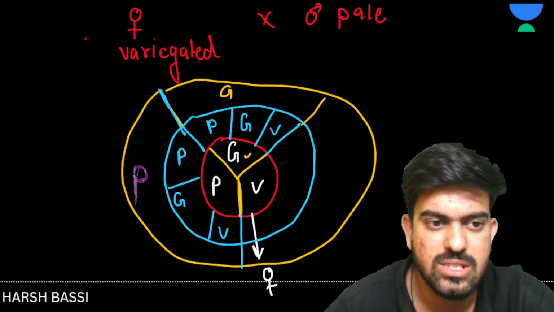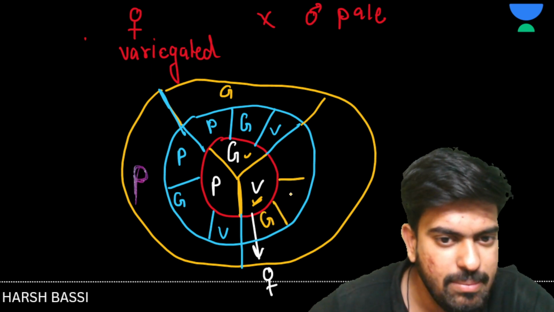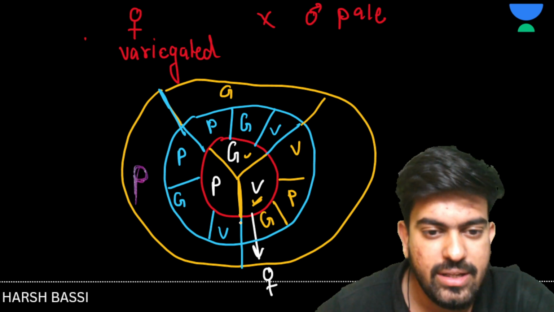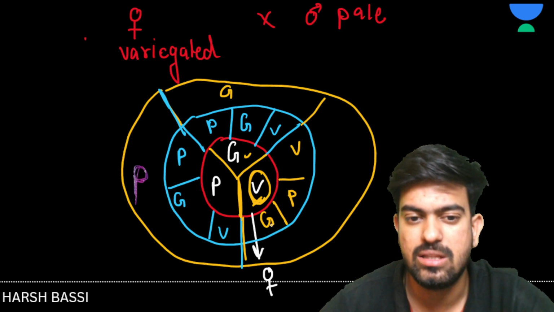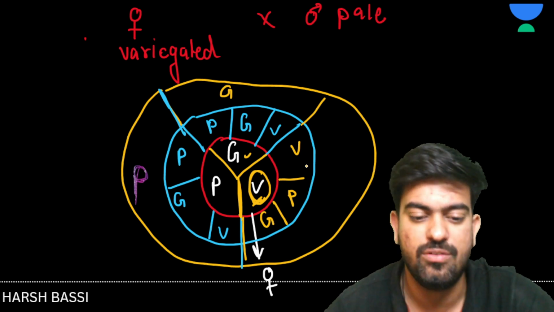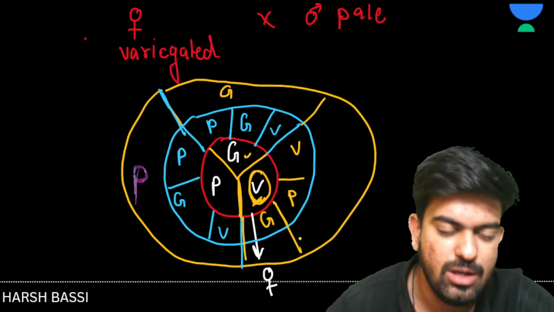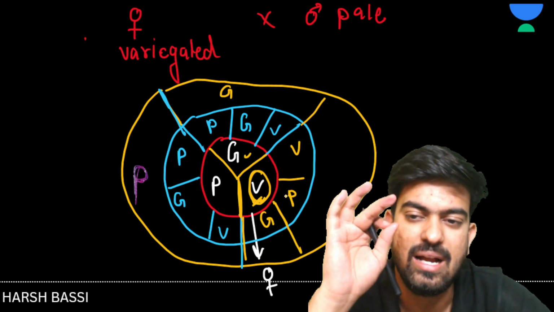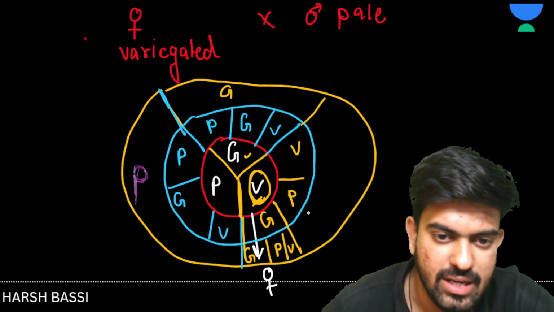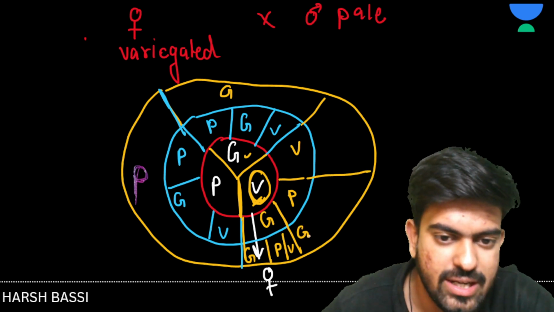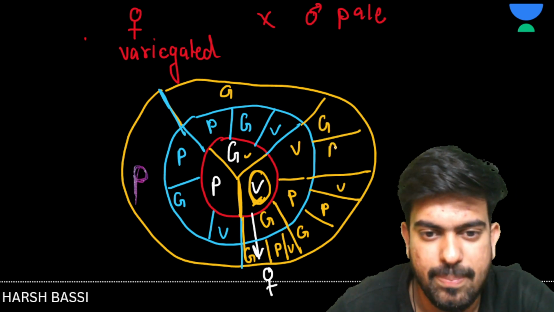But if I talk about the case where the female is variegated, so male can be what? Male can be green, male can be pale, male can be variegated, but whatever happens, the progeny formed by the variegated female when crossed with green, pale or variegated will be what? The chances can be green, variegated and pale, okay? In a similar manner, here also it can be green, pale, or variegated. Again, it can be green, pale, variegated.